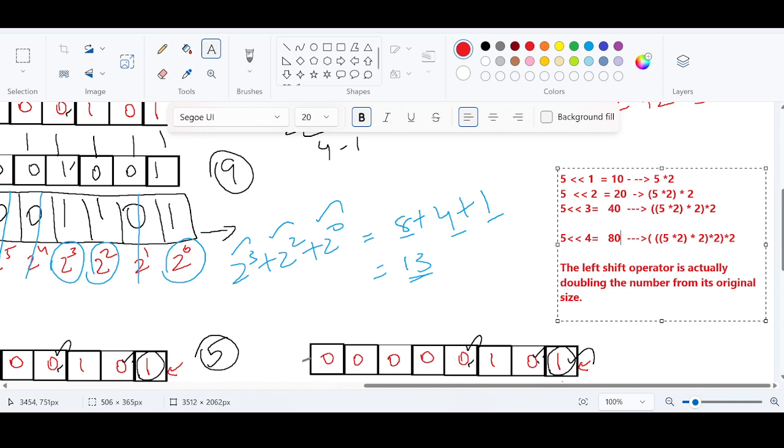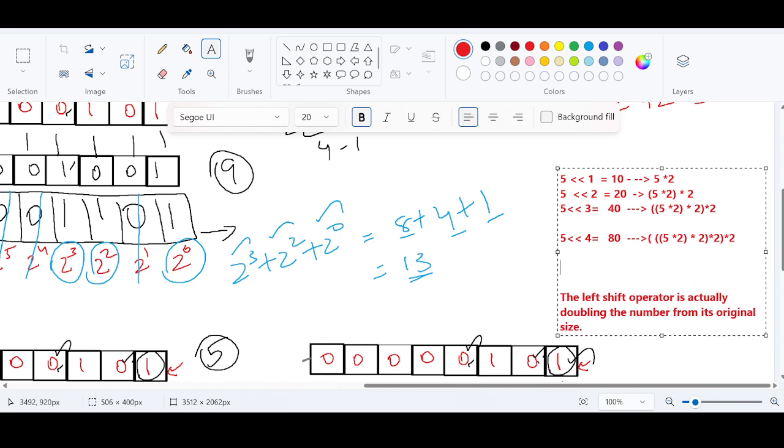By looking at this pattern, I can conclude that the pattern is like 5 into 2, 5 into 2 into 2, 5 into 2 to the power of 3. So I can say that 5, the number that you are taking, into 2 to the power of n. So this is the formula. Can I conclude like this? Yes, I can.